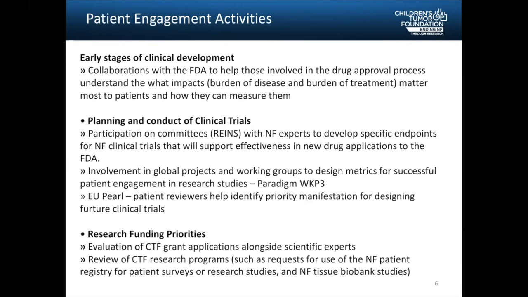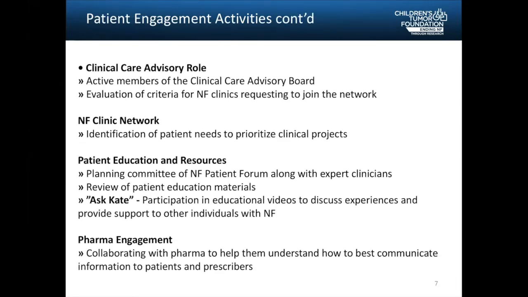In terms of research funding priorities, this has been one of the first areas that we touched at the foundation, where we invited patients to sit on the panel with experts in reviewing our grant applications, really to determine whether the research being proposed is a high priority for patients, right? We do value their input, and Shannon McNall will comment on that later as well. Patients are also, recently this year, members of our clinical care advisory board, helping us evaluate the criteria for NF clinics requesting to join the network.